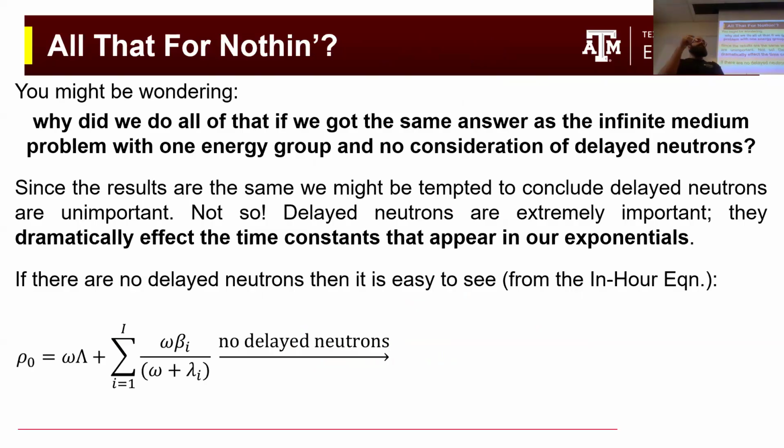The presence of those delayed neutrons is going to influence those time constants, which is going to influence the actual, more detailed way that the behavior goes as a function of time. So we could consider what the n-hour equation looks like if there were no delayed neutrons. If we had no delayed neutrons, we're going to get rid of something in the summation. Which of those quantities, the time constant, beta, or lambda, is going to be zero if we have no delayed neutrons?